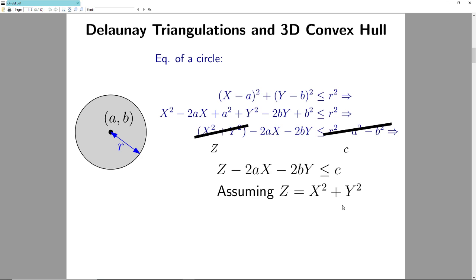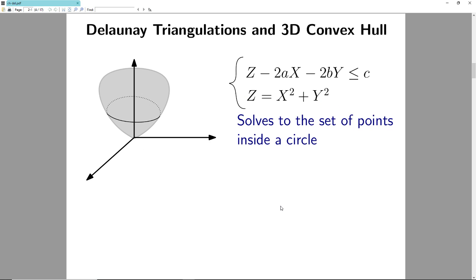What do these two imply? It implies the following. If I take this equation of this half space and the assumption that z equals x squared plus y squared, then this would solve to the set of points inside a circle based on what we observed. What does this mean geometrically? So the equality z equals x squared plus y squared describes a paraboloid. This is the best representation of a paraboloid that I could draw. Okay. Any point on the surface of this paraboloid has its z coordinate equal to x squared plus y squared.